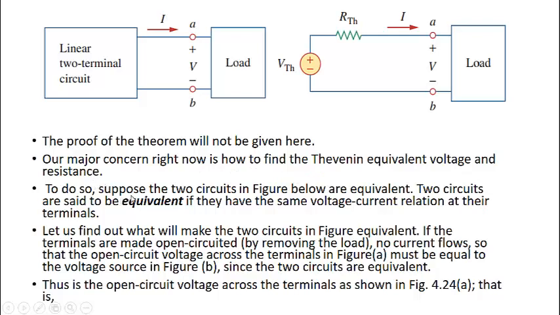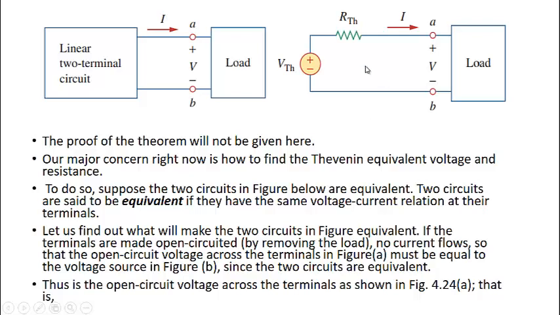To do so, suppose the two circuits in the figure below are equivalent. Actually, these two circuits are said to be equal if they have the same voltage-current relation at their terminals. This is a general rule: two circuits are equivalent to each other when their terminal current and voltage relationships are the same. We can say that the two circuits are equivalent.